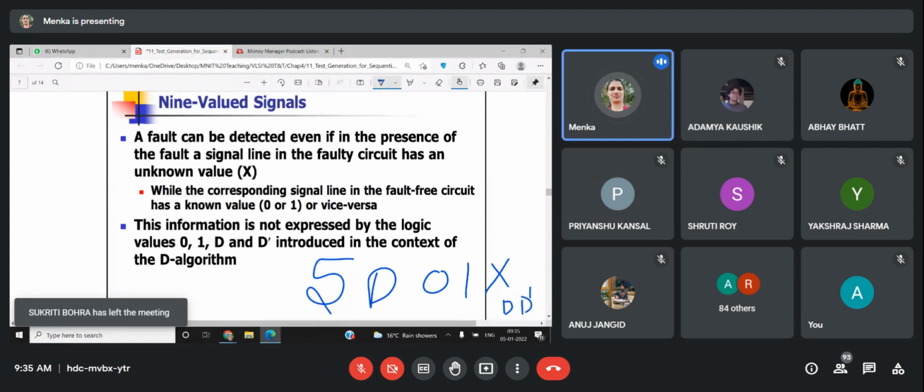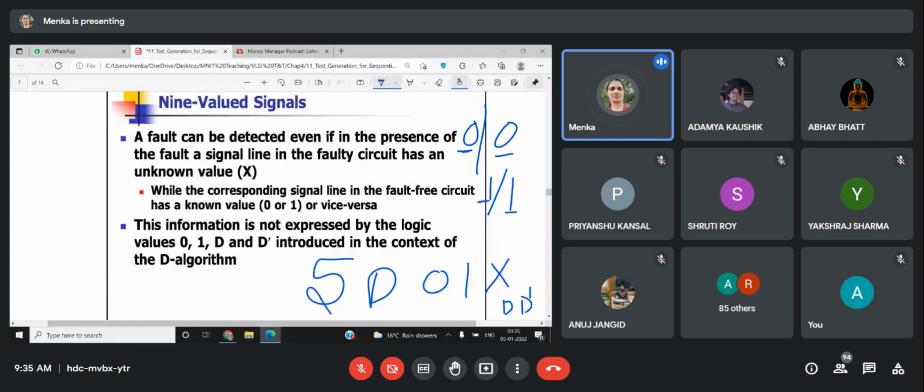So in other words we can say 0 can be written as 0/0, which means true value is 0, faulty is 0. 1 means true value is 1 and faulty is 1. X is don't care, we don't know what it is. D means true value is 1 and faulty value is 0. D dash means true is 0 and faulty is 1. Can I write it in this fashion? Correct?